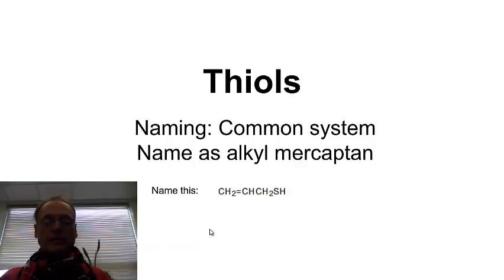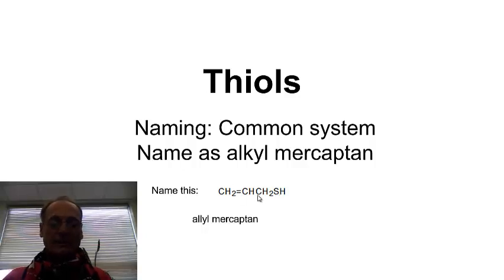Let's try this one. What is the name of this alkyl group that's attached to the sulfur? Well, this is one of those odd ones that I had you memorize earlier. It's a 3-carbon chain, but it has a double bond in it. This is what's called an allyl group. Hopefully you recognize that as an allyl group, A-L-L-Y-L. And since it has an SH on it, we're going to call it allyl mercaptan.